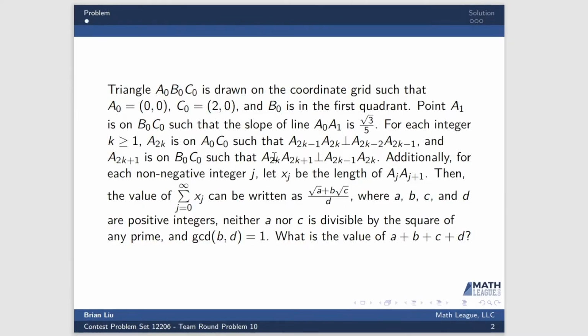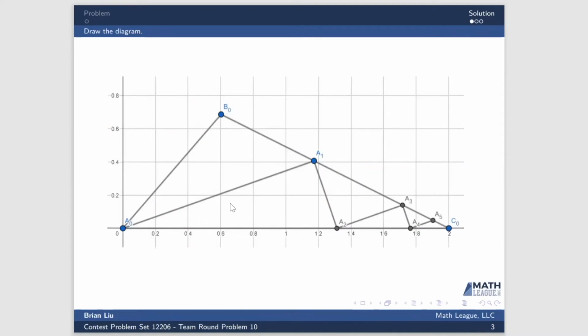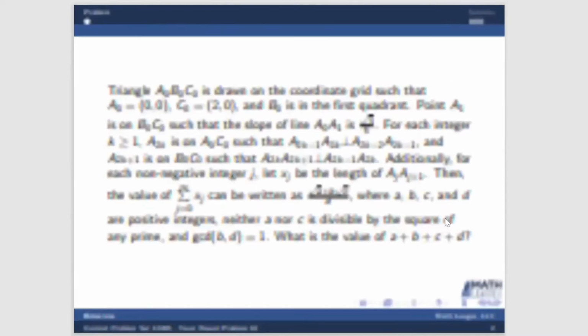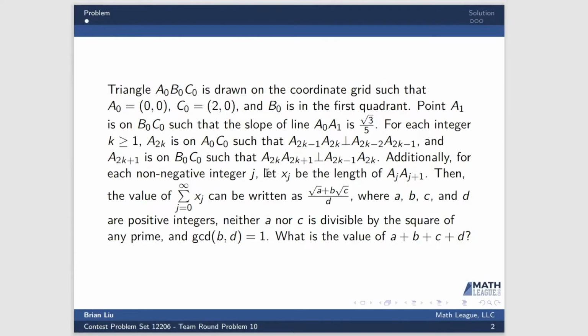And now what it's asking us to do is find the sum of the segments. In particular, x0 is the length of the segment A0A1, plus the distance from A1 to A2, then A2 to A3, and so on. So we want to find the total length of this zigzag in the middle, and it's expressed in this certain form.